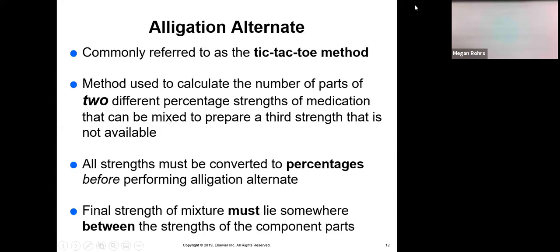So the first method that we're going to look at is alligation alternate, okay? This is used when we are combining two different percentage strengths to make a third strength somewhere in the middle of those two. So we're going to follow the same rules that we had. In this case, all strengths need to be converted to percentage strengths. We need to be using, once again, metric units and the same units. Okay, so the final strength of the mixture must lie somewhere between the strengths of the two components.